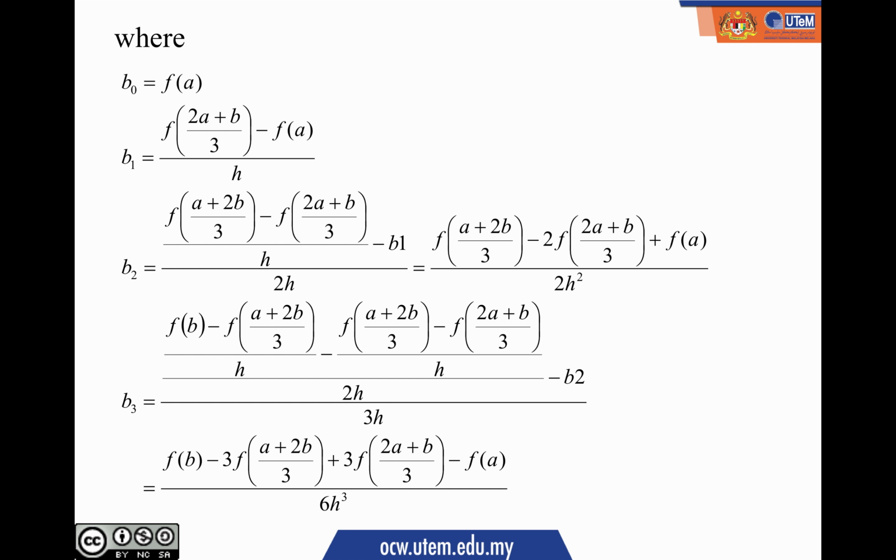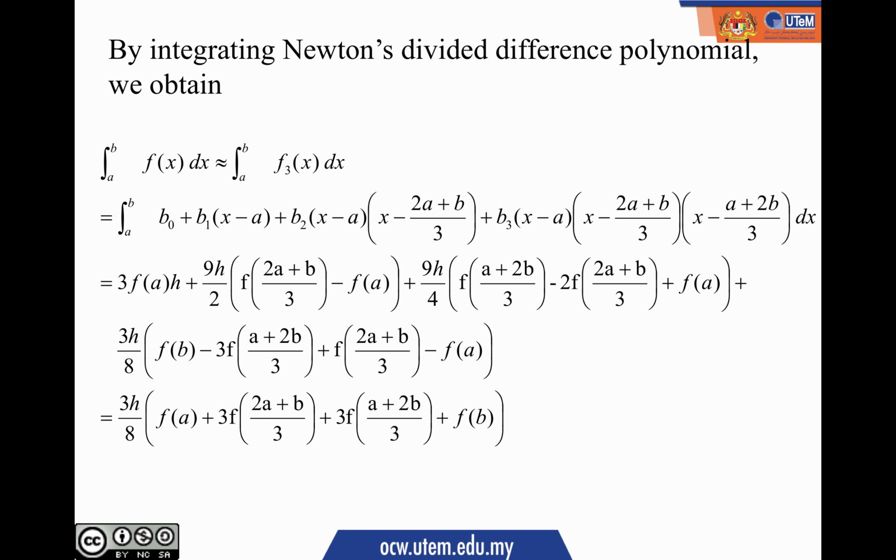Then the coefficients b0, b1, b2, and b3 of the third-order Newton's divided difference polynomial are given as follows. After integrations and algebraic manipulations, we obtain this equation in its simplest form. This equation is called the Simpson's 3/8 rule because h is multiplied by 3 over 8.